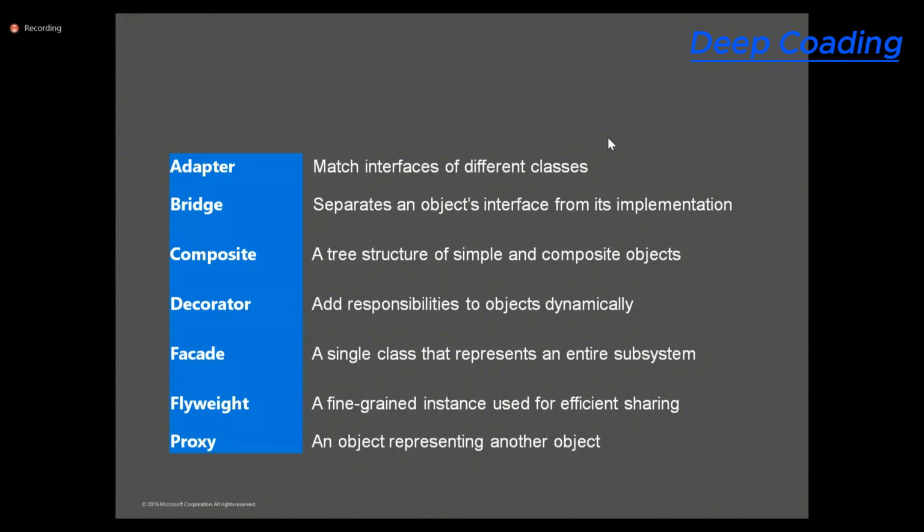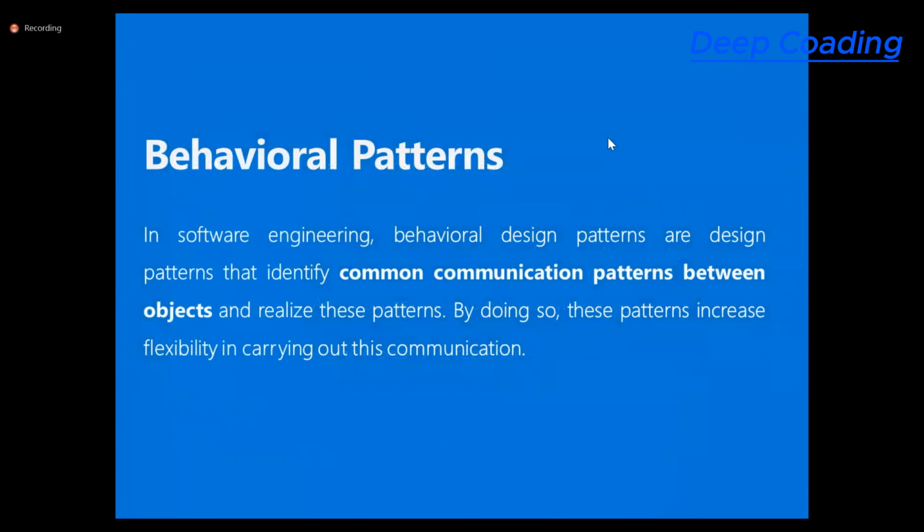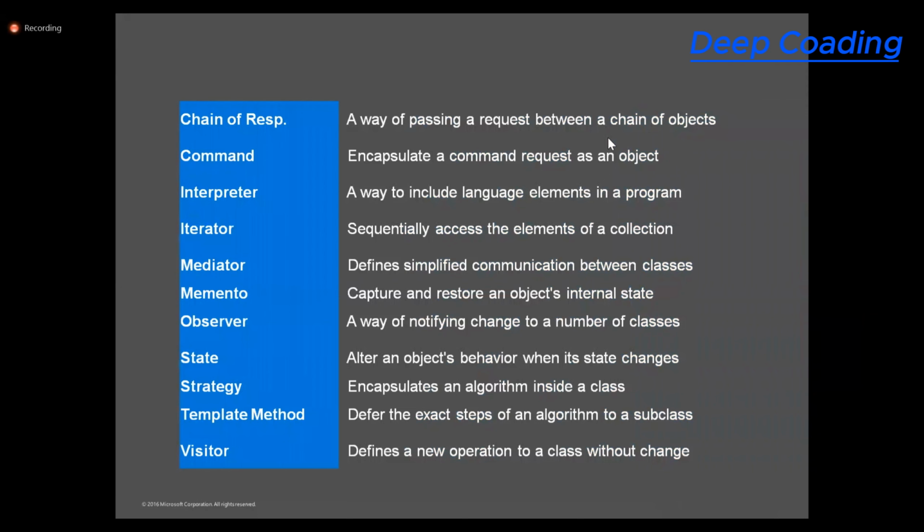These are actually structural patterns. We have behavioral patterns. These behavioral patterns deal with communication. These are all behavioral patterns. Chain of responsibility, interpreter, iterator, mediator, memento, observer, state. You learned state also, right? You learned state. State belongs to which pattern? Behavioral pattern. These are all pattern names you are using actually. Iterator, state, and observer, all these are patterns.